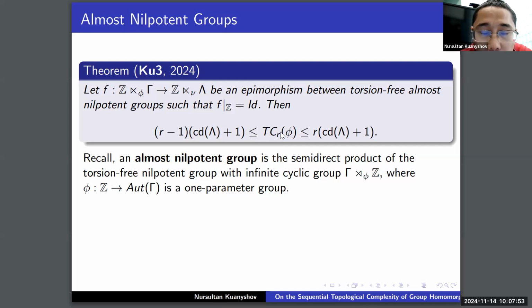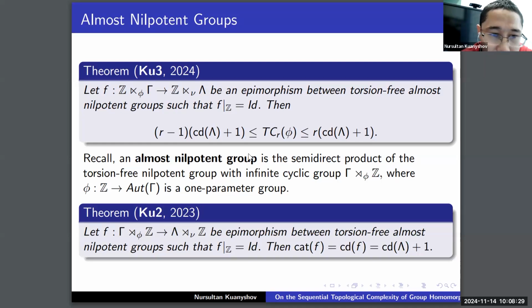The sequential topological complexity of phi is bounded above by r times the cohomological dimension of Lambda plus 1, and below by r minus 1 times the cohomological dimension of Lambda plus 1. Once we do the computation of the LS category of group homomorphisms for almost nilpotent groups, this just follows from the product formula. Basically it follows from this result: if I have an epimorphism between torsion-free almost nilpotent groups where F restricted to Z is the identity, then we have cat of F equals CD of F equals CD of Lambda plus 1.